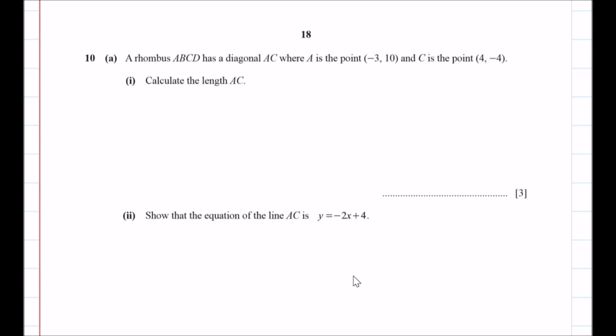Okay, let's come back to the question. Question number 10A. A rhombus ABCD has a diagonal AC where A is the point (-3, 10) and C is the point (4, -4). Calculate the length AC.